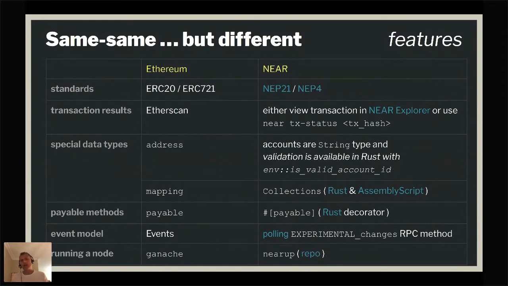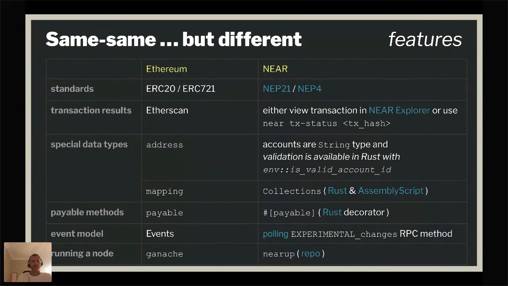In terms of how do you see transaction results? With Ethereum, you're seeing them on Etherscan. With NEAR, you can see them in NEAR Explorer. So it's like Etherscan, but for NEAR, and it's called the NEAR Explorer. It shows lots of other details as well. And then you can also use NEAR CLI, calling near tx-status as the command, and then you pass in a transaction hash, and you'll see the results of the transaction outcome. We call it, it's not a receipt at that point, it's a transaction outcome.